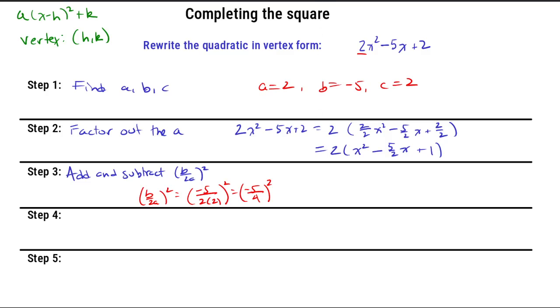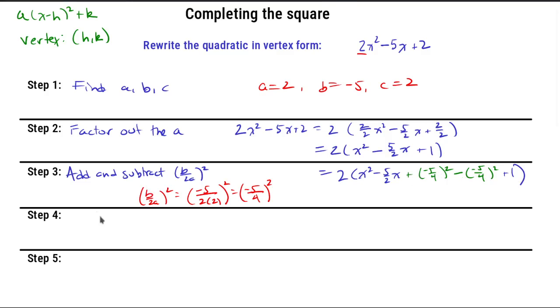All right, so let's add that in and then subtract it back. Continuing where we left off here, right after this 5 halves x term, I'm going to add in that b over 2a term, so (negative 5 over 4) to the power 2. And then I'm going to subtract it to balance things out. And then I'm not going to forget that plus 1 and the closing parenthesis. So this is still equal to the previous line and to the original quadratic because we added it and then subtracted it back, so it balances out.